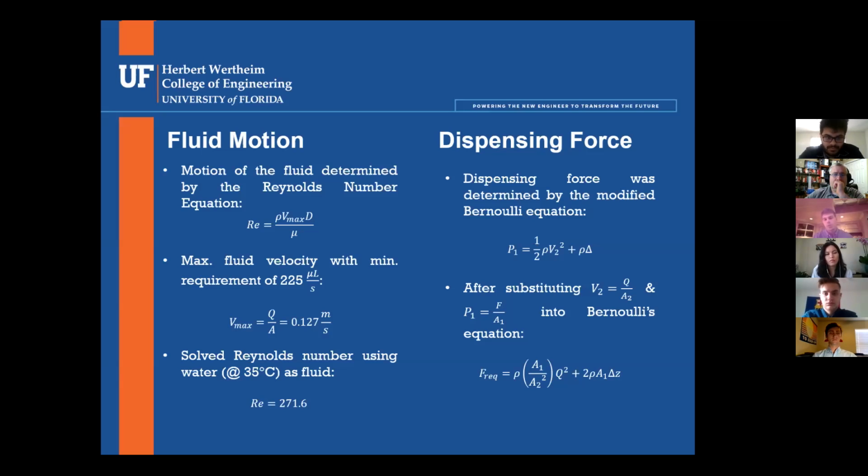The dispensing force was also analyzed for the fluid dispensing subsystem using a modified Bernoulli's equation where pressure at the outlet and movement in the barrel section were neglected. The volumetric flow rate was once again used at 225 microliters per second, and after substitution of the various parameters and working out the equation, the force required was found to be a very small 0.7 millinewtons.